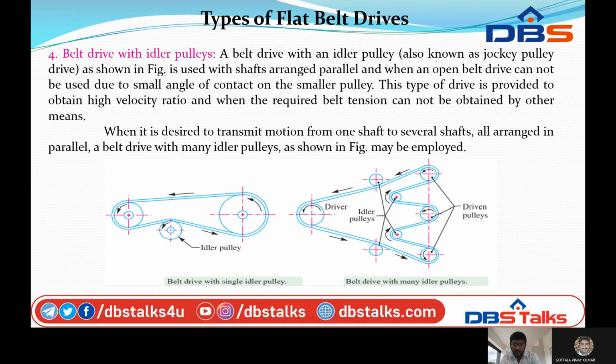These two pulleys are at one distance, and the small two pulleys are at another distance. The belt passes from the driver pulley to the idle pulley, then to the driven pulley, then to the idle pulley, then to the driven pulley, then to the idle pulley, and finally to the driven pulley. So this will be the arrangement of the belt drive.